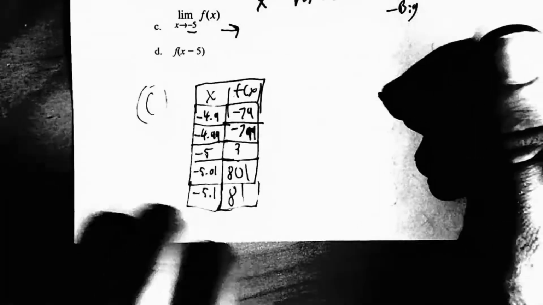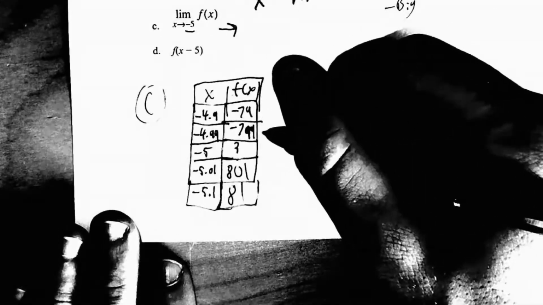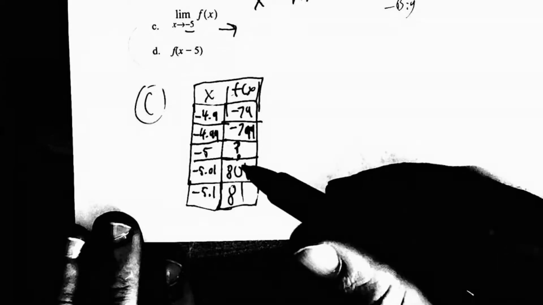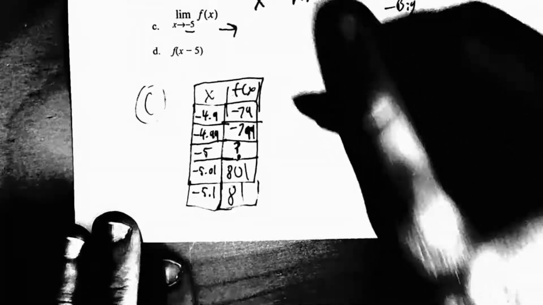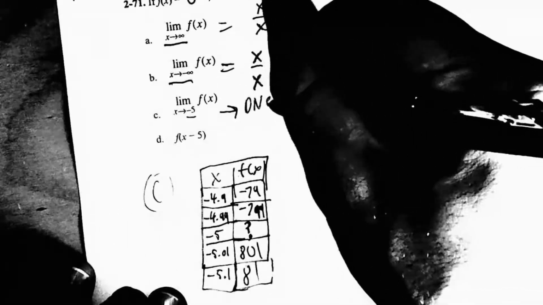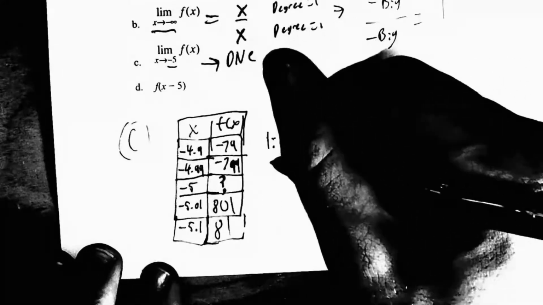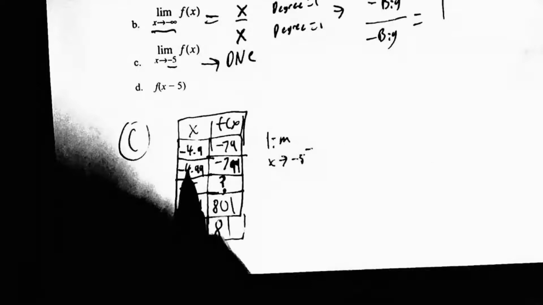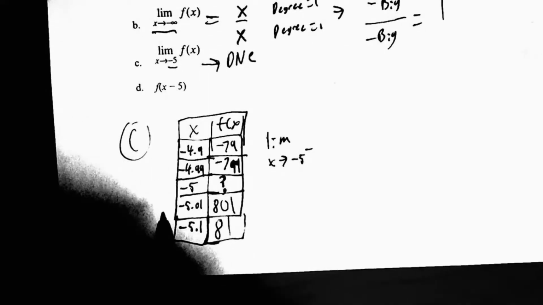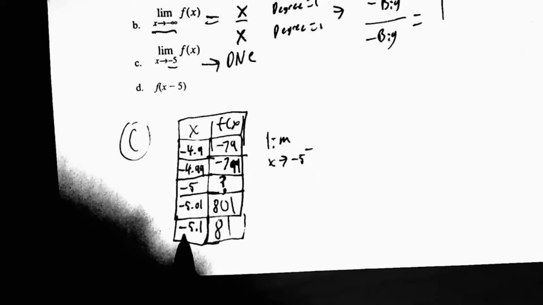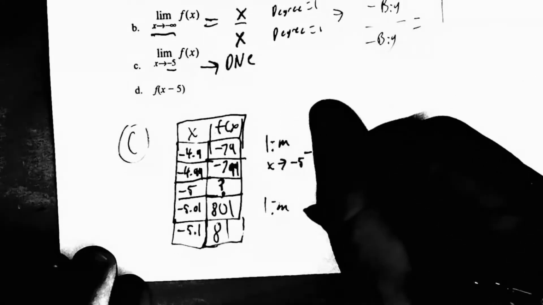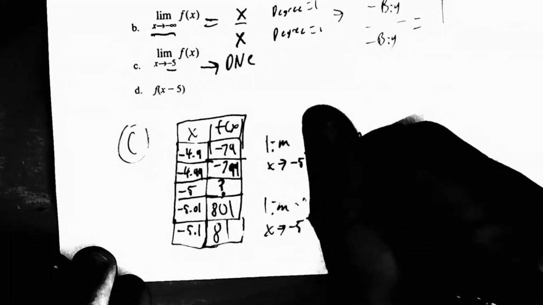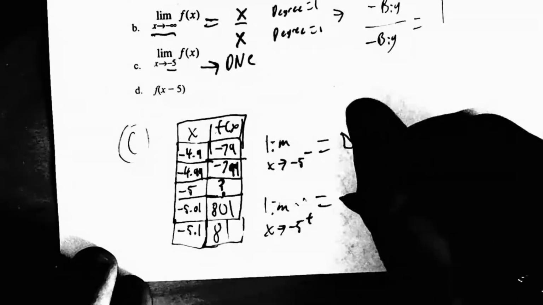Based on this trend, we see negative 79, negative 799. Remember, we don't know what this is. This is a question mark, if that's unclear. From the other side, we're getting 81, 801. So we're going up to positive infinity on one side, and to negative infinity on the other. I can see from this that the limit does not exist, DNE. Why is that? Because from this table, the limit as x approaches negative 5 from the left, going from negative 5, negative 5.01, is positive infinity. And the limit as x approaches negative 5 from the right is negative infinity.